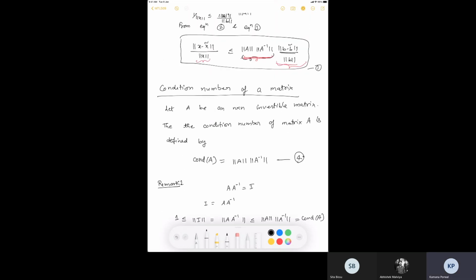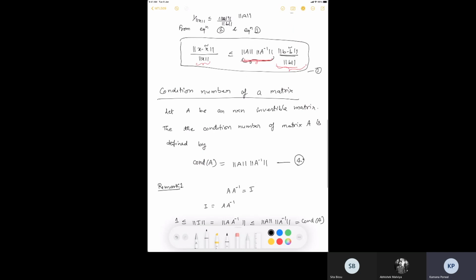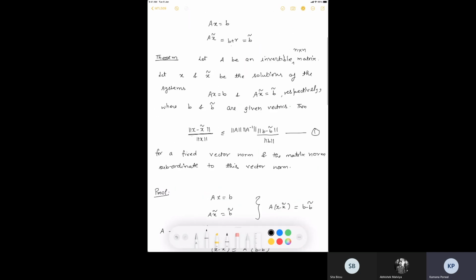So from here, I can basically extract the information that if my relative error in the B is small, in that case as well, the relative error in the solution can be large if the condition number of the matrix is large. Okay, so let me write this as a remark. So this is theorem 1.